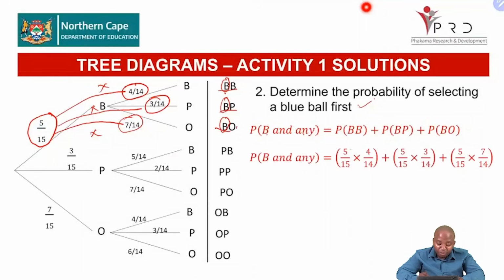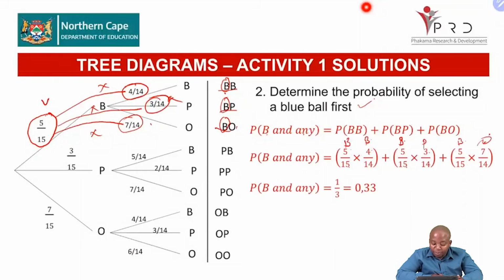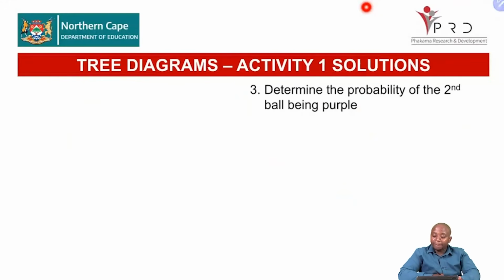It's going to be 5 over 15 multiplied by 4 over 14, plus 5 over 15 multiplied by 3 over 14. This is simply a B and a B. The first B, which is this one, and the second B. The first B again, which is this one, and the P, which is that one. Then the first B again, multiplied with this O there. Right. Then we're going to get the probability of B and any as 0.33.